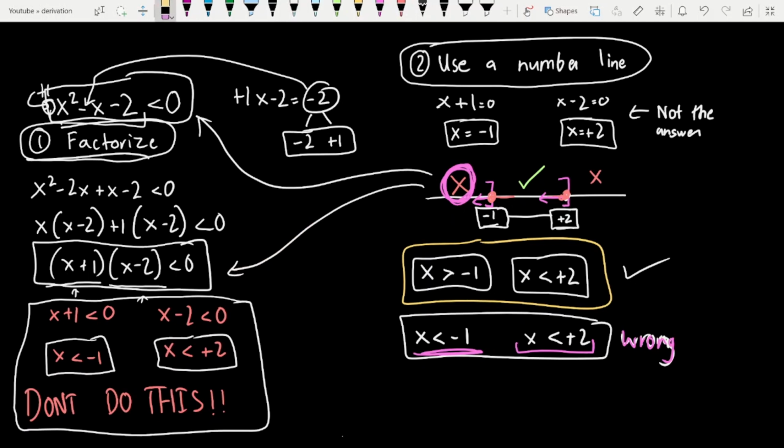Now, let's say your answer on the number line was something where you had these two regions. So this was minus 1, this was plus 2. And let's say this region was correct, this region was correct, and this region was wrong. Then you will say, okay, so x is less than minus 1, and x is greater than positive 2.